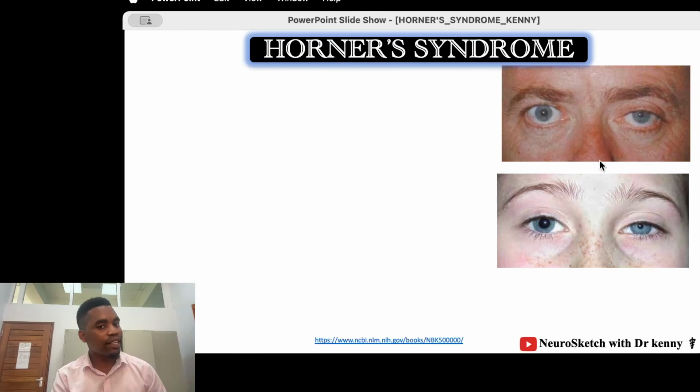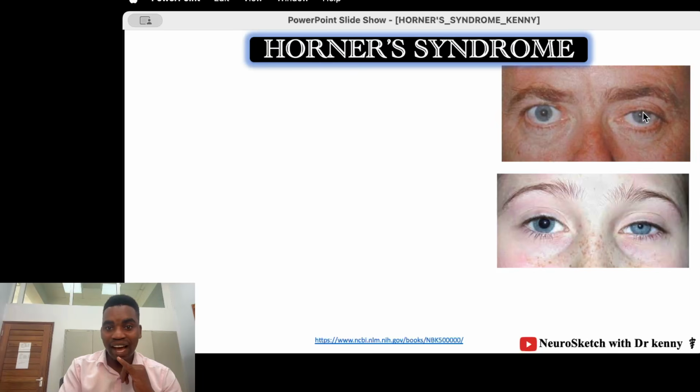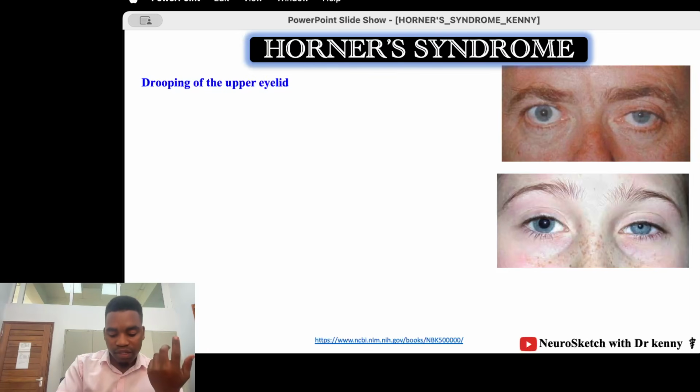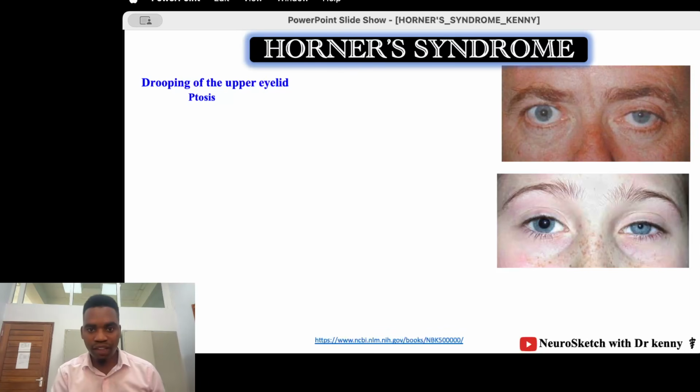So what are the similarities between these two pictures? Number one, if you are looking at the upper lid, the eyelid is a little bit dropped, and the same applies to this one. So the dropping of the eyelid is what we are seeing on the left eyes of these two people. What do we call the dropping of the eyelid? We call it ptosis. Ptosis is the dropping of the eyelid.